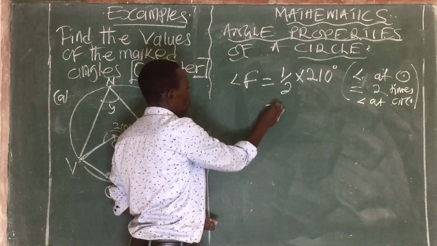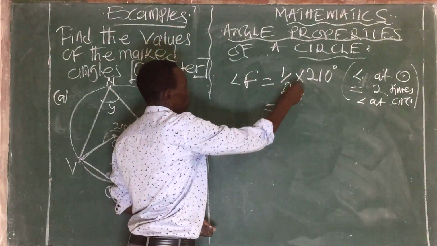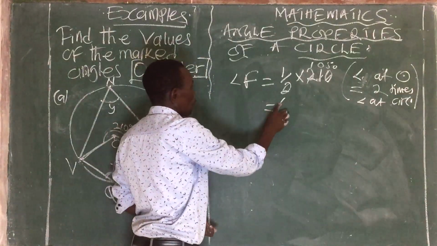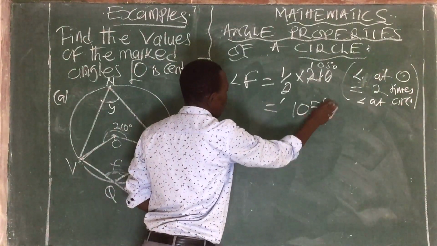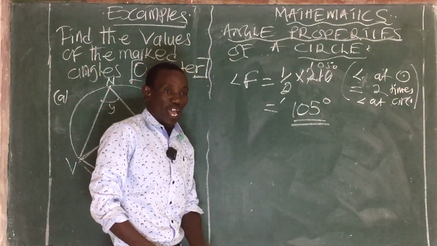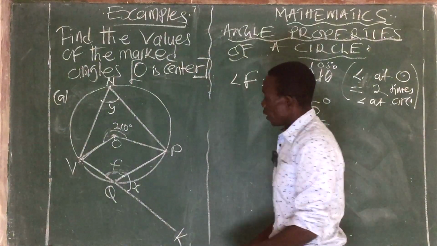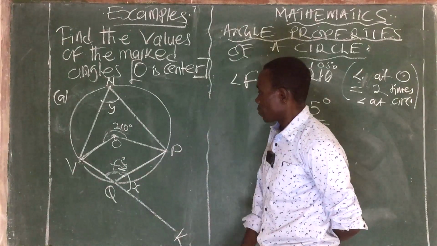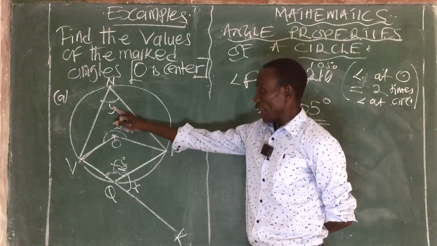Then here now we are going to solve it out and have 2 here 1, 2 here 1, 2 here 0, 2 here 5, which means the value of angle F is 105 degrees. So that is your answer. Right. Now, if this is 105 degrees, let's now go to angle Y.